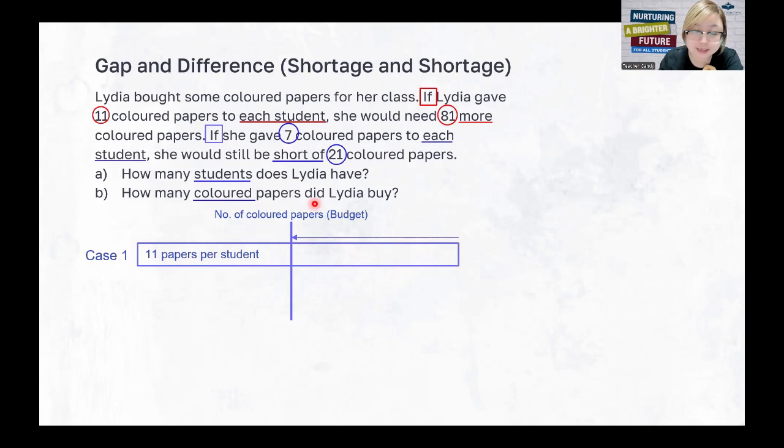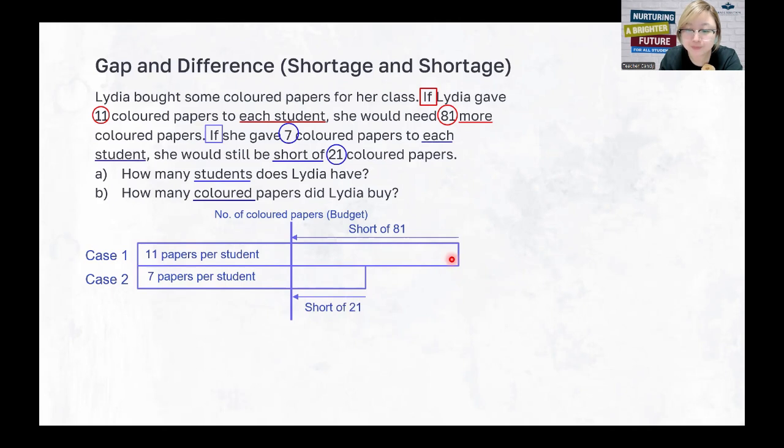Let's take a look at case 2 this time. Case 2, she gave 7 colored papers to each student. Lesser papers, that's why the model is shorter, but it still crossed the line. She will be short of 21. So you see the gap here, and let's take a look at the difference. As I said, differences will cause the gap.